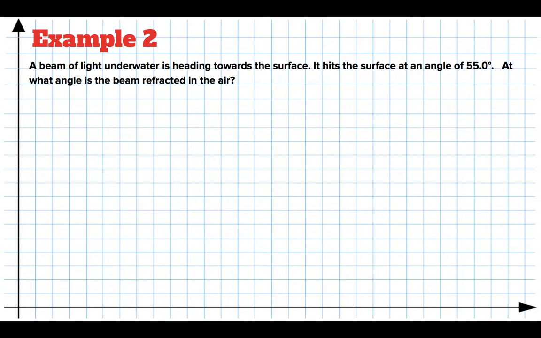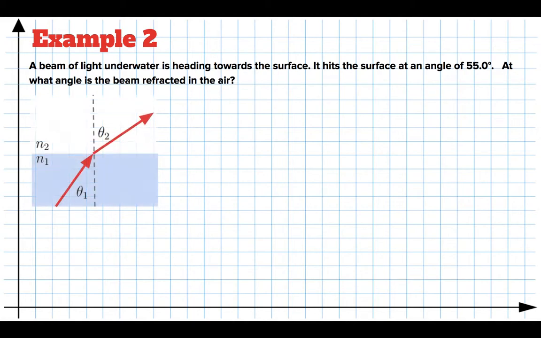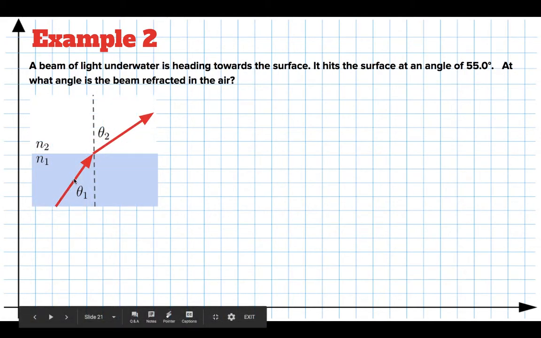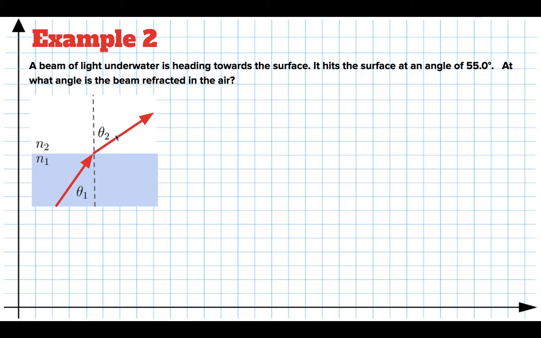Okay, so another example, what happens if you have a beam of light underwater and it's heading towards the surface? It's going to hit the surface at an angle of 55 degrees. At what angle is the beam of light refracted in the air? So here we have a beam of light traveling in the water. It's 55 degrees, and it's going to pass this way, and we want to know what is theta 2.